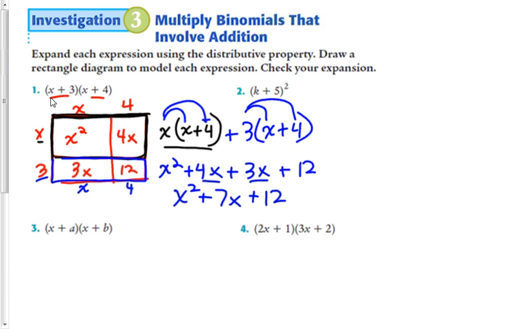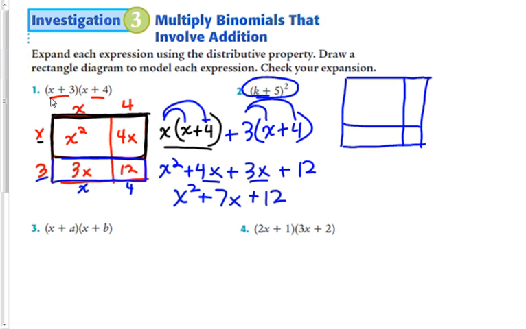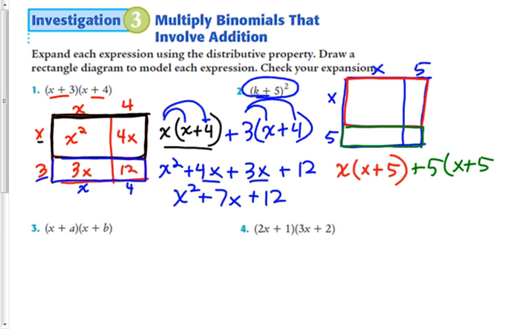So in the second problem here, we have x plus 5 squared. So a rectangular diagram for that would be actually a square. We have x plus 5 on both dimensions. Okay. So now I'm going to find the area of this rectangle right here, and that's x times quantity x plus 5. Then I'm going to find the area of this rectangle, and that's 5 times quantity x plus 5, and then I'm going to add the two together.